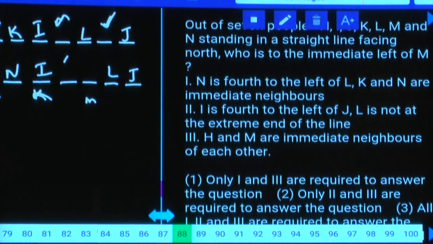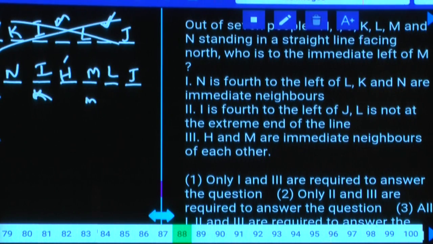Then by combining all the 3. Now 1 and 2 were already fixed here. Now we need to fix the third one along with this one. And H and M are immediate neighbors. As H and M are immediate neighbors, this case is completely ruled out. As H and M are immediate neighbors, now H at this place, M at this place. Are you getting the answer or not? H and M are immediate neighbors.